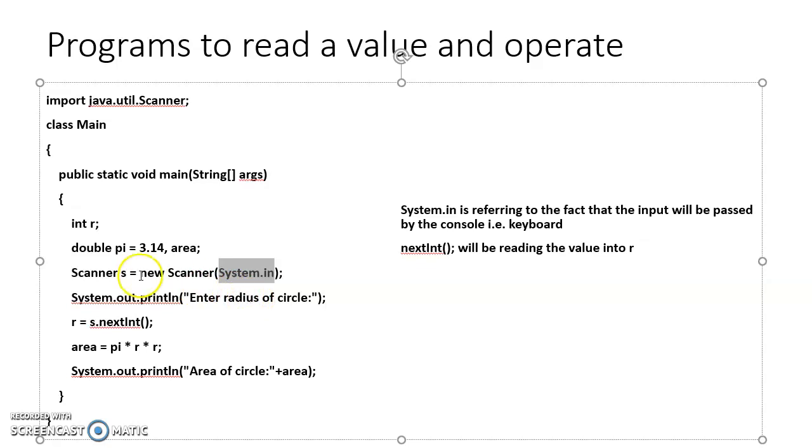Then obviously you're displaying a statement called enter radius of the circle, and you need to read in the value. So basically you are running a function called nextInt. You have already defined r as the int data type. So you're using a function called nextInt to read that integer.